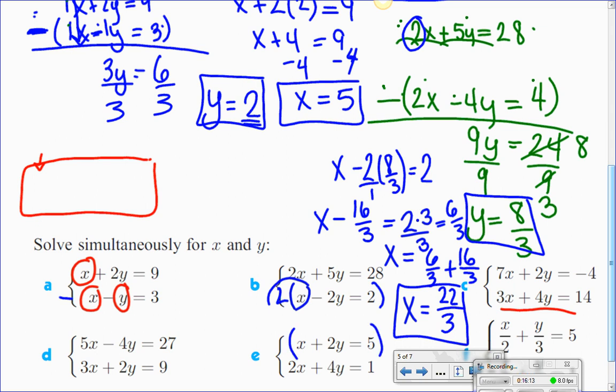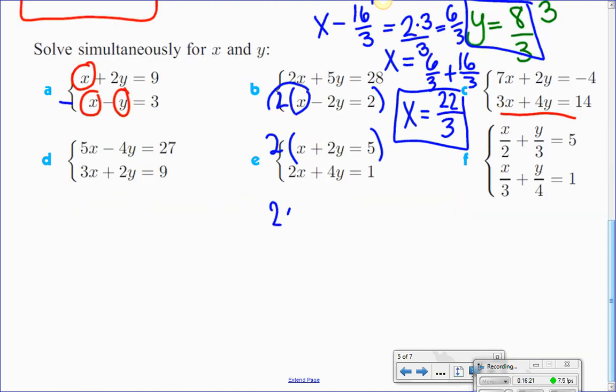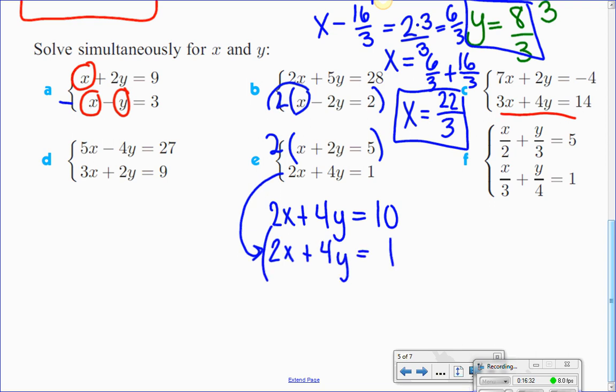This one, we can easily multiply by 2 and then subtract our x's. Oh, and that one you end up subtracting everything. That's a good one to look at. Let's do that. So 2x plus 4y we get is equal to 10. And then the second equation we had was already 2x plus 4y equals 1. So when we subtract these, we get 0x, we get 0y, right? And we get 10 minus 1 is 9. So we have 0 is equal to 9.